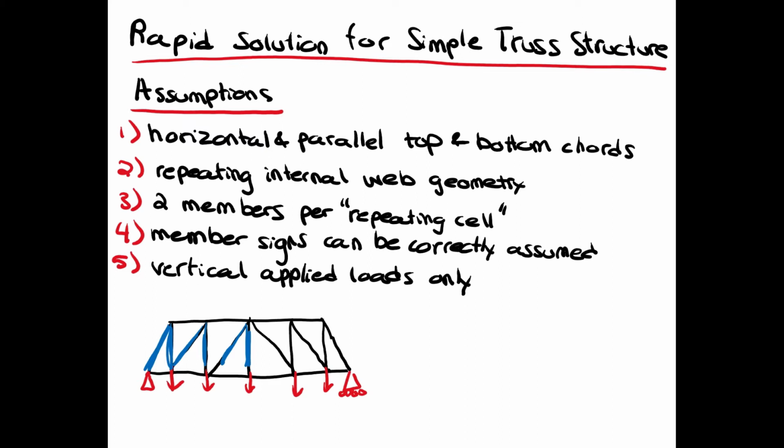Moving on to our fourth assumption. Our fourth assumption is that the member signs can be correctly and hopefully easily assumed, because again, this is a simple structure. We shouldn't be spending too much time assuming what the member signs are. It should be a structure in which we can correctly and quickly identify them. And then our fifth and final assumption is that vertical applied loads are the only kind of loads allowed in this structure. And as you can see, I've drawn some little red arrows in the structure below, and those arrows indicate the vertical applied loads.